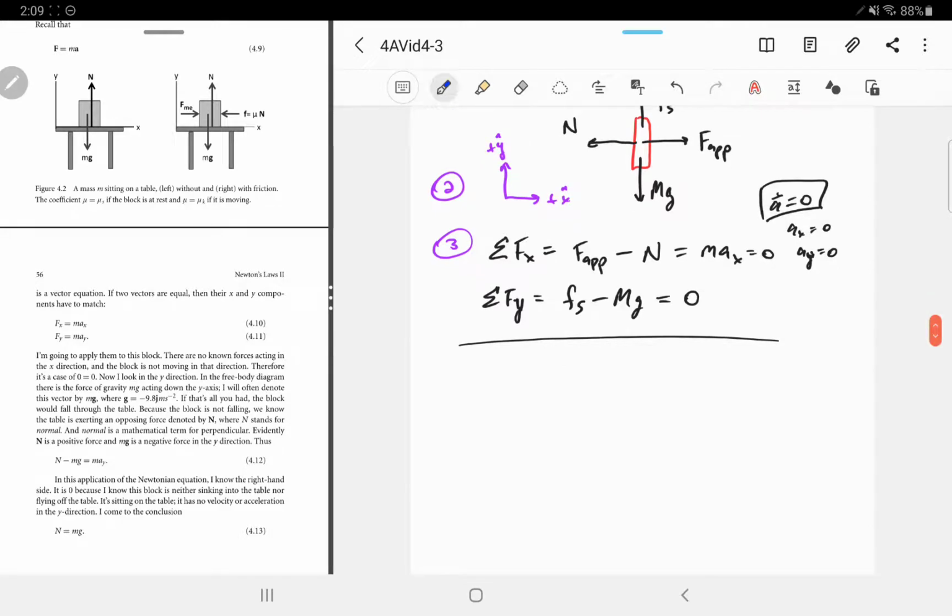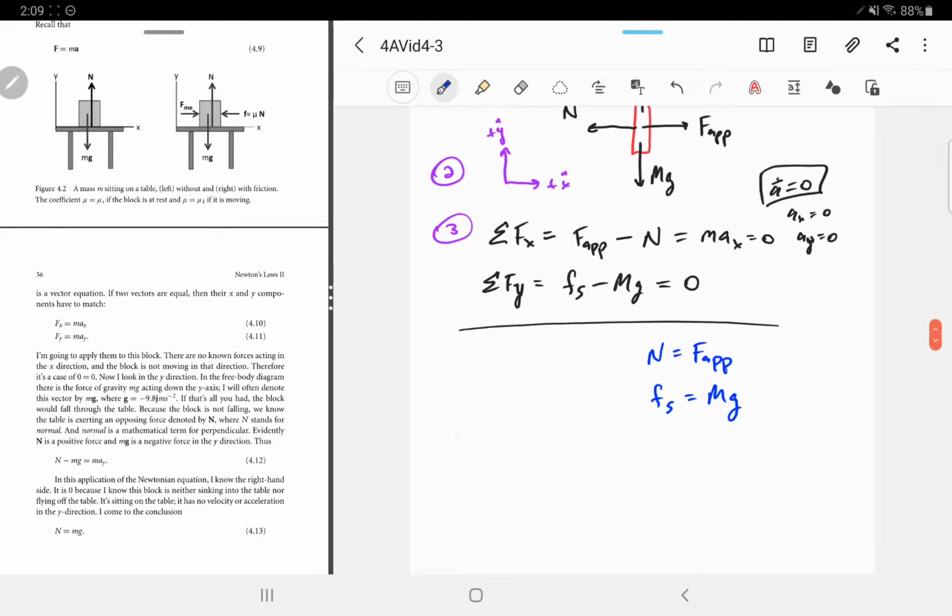Okay, so let's rearrange these equations actually. So looking at the first equation, we have the normal force is equal to the applied force. That's what the horizontal direction is saying. And then the vertical direction is saying that the static frictional force has to be equal to the weight in order to keep this book not moving, not accelerating downwards. So what we know about static friction is the following. Static frictional force has to be less than or equal to the maximum amount of static friction, which is mu sub s times the normal force.